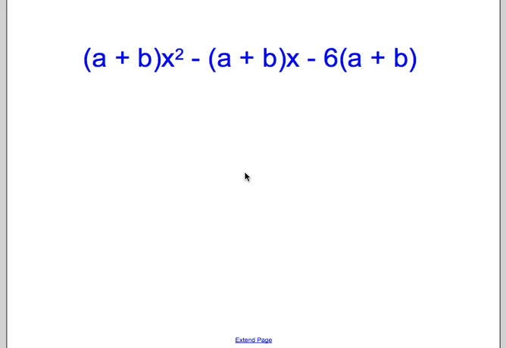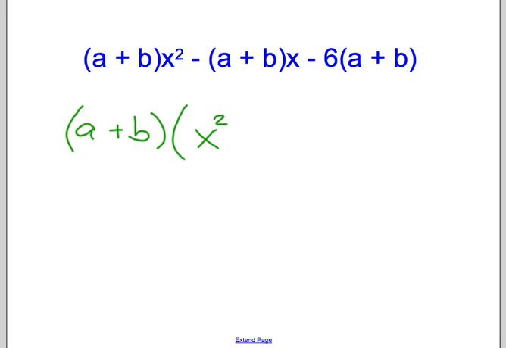So we want to factor out what's common in each term. Starting over again here, the quantity of a plus b is common in each term, so that's a common factor. I'm going to take that value and still write it as a quantity, and then if we factor the a plus b out of that first term, it leaves me with x squared.